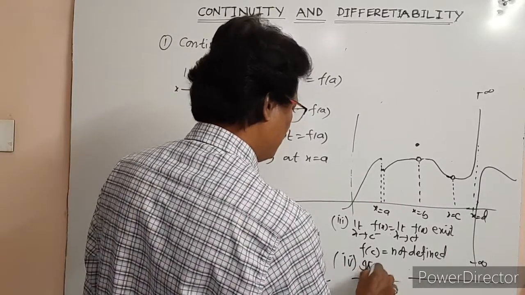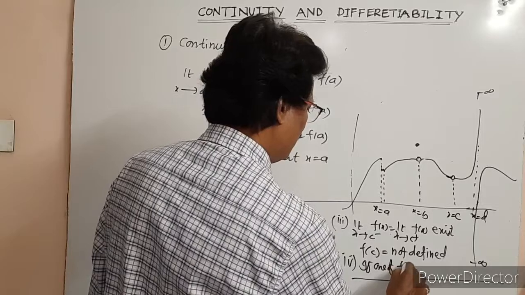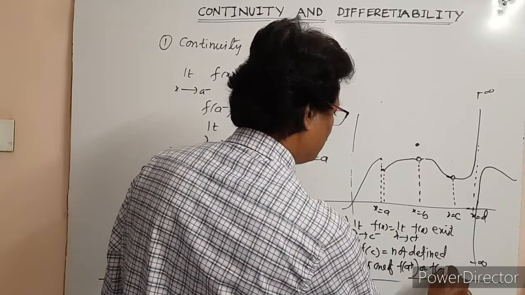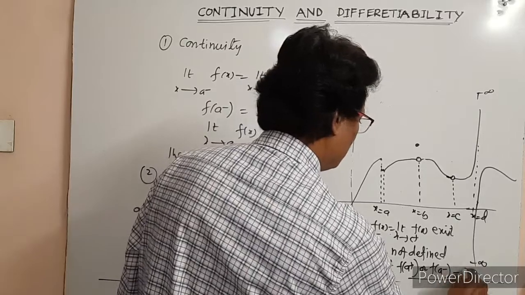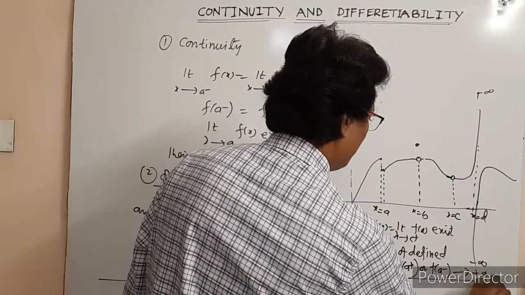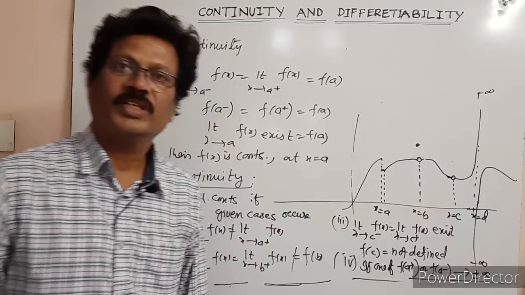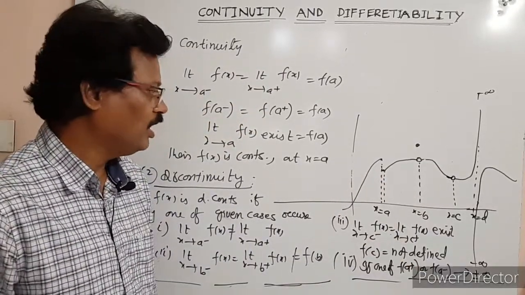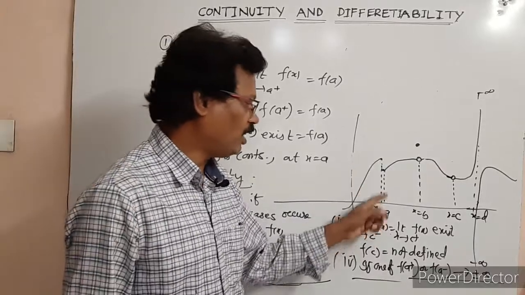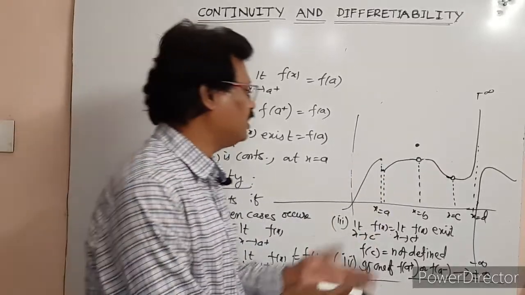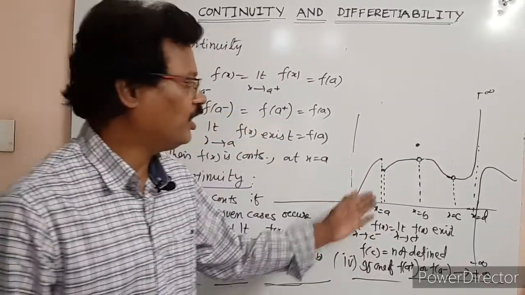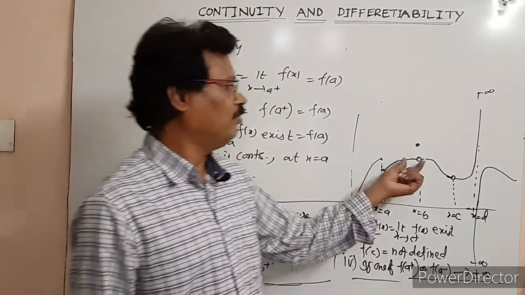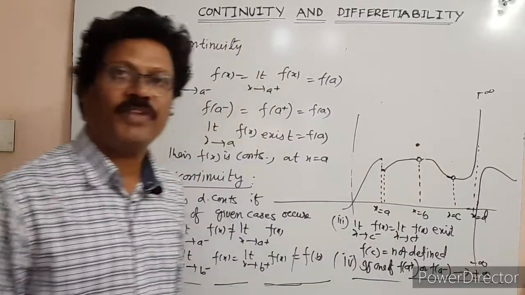If one of f of a plus or f of a minus tends to either plus infinity or minus infinity. Now these are the cases for the discontinuity. Here, left limit not equal to right limit is called jump discontinuity. Now here the limit exists but is not equal to f of a.